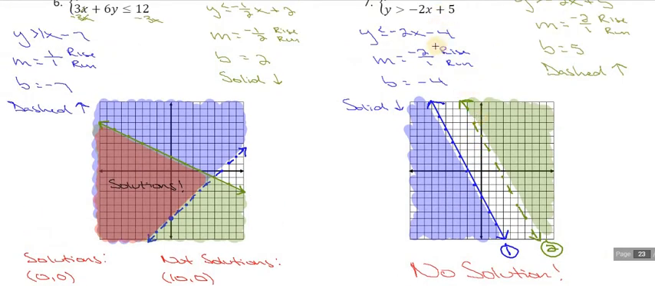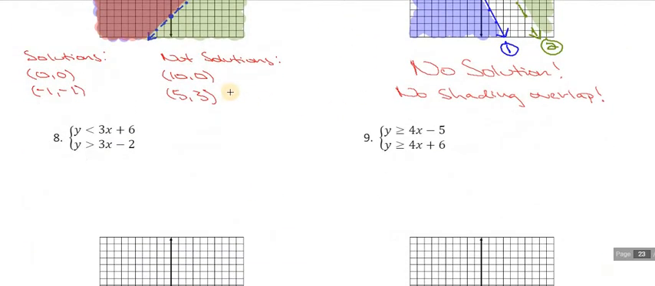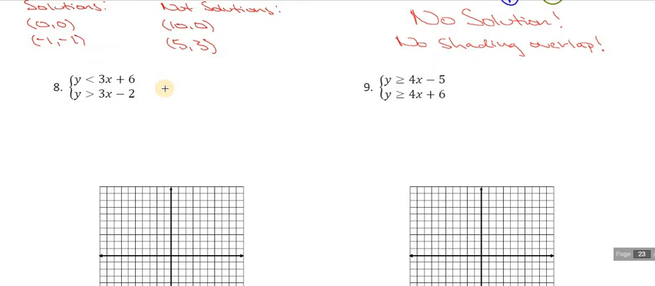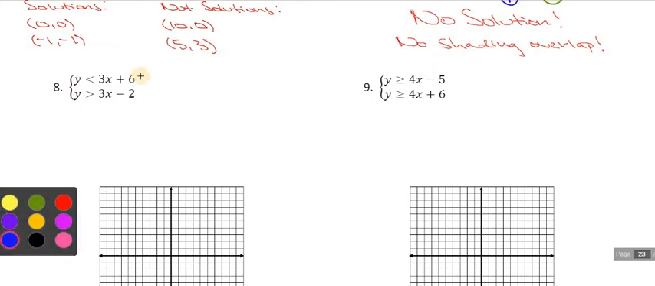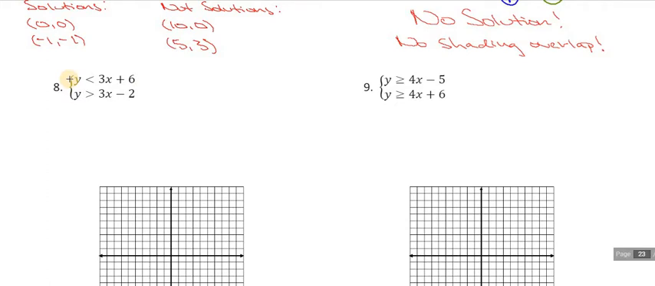Okay, so when we run into parallel lines, you've got to be careful. Let's take a look at number 8. Very similar circumstance, but let's see how this transpires. So the first linear inequality, y is less than 3x plus 6, has a slope of 3 over 1 and a y-intercept, a b, of 6. Because it is less than, it is a dashed line, and we shade below.